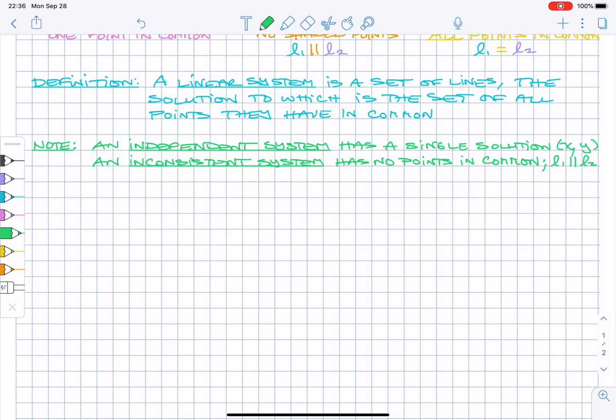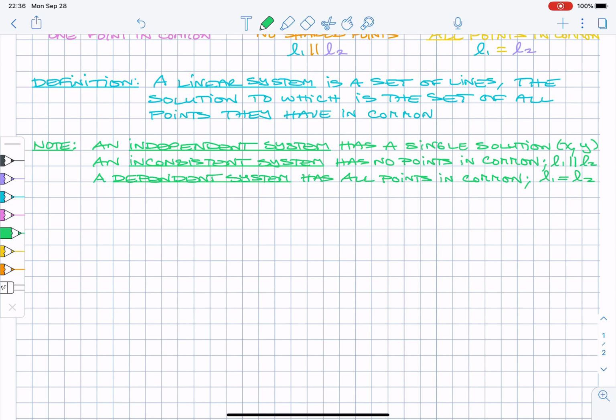And last but not least, what about if they have all points in common? That's called a dependent system. Dependent, and you can think of dependent because they're one and the same. One cannot move without the other. They are the same thing. So they're very, very dependent on one another because they are one another. So a dependent system has all points in common. And of course that's a case when line 1 is equal to line 2.